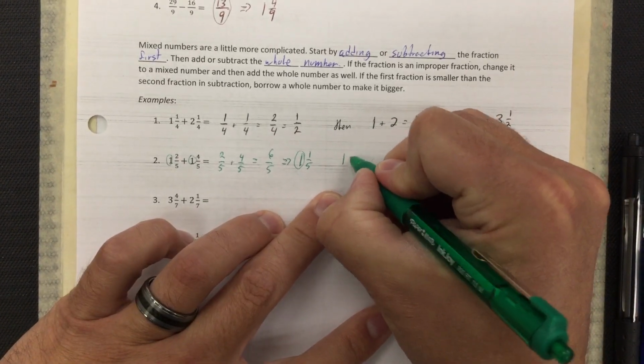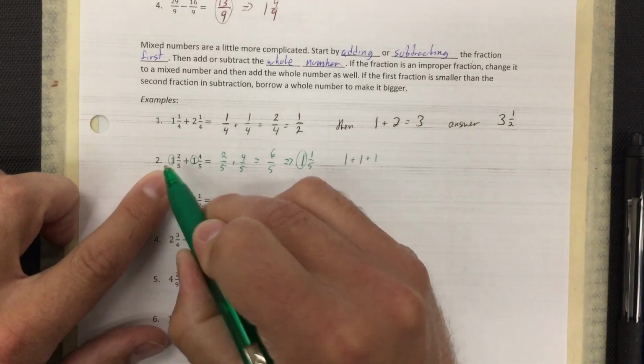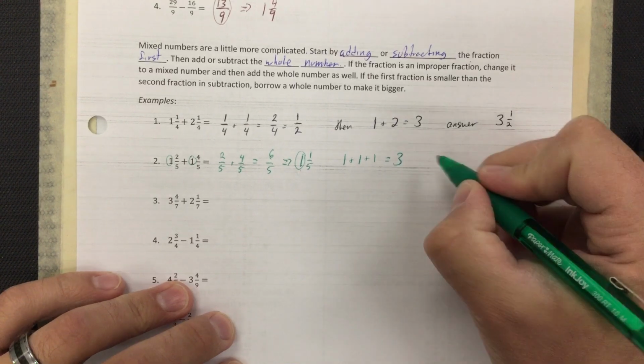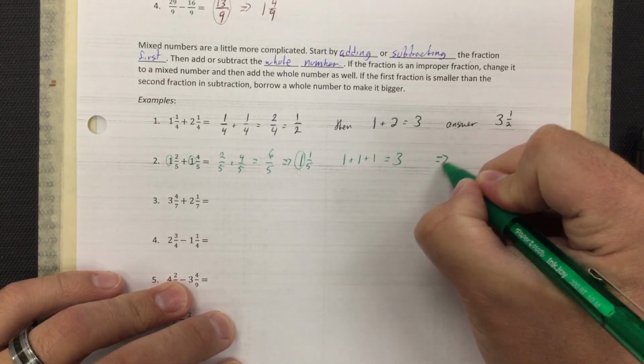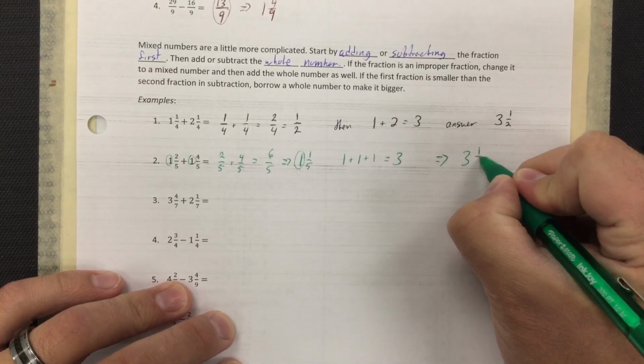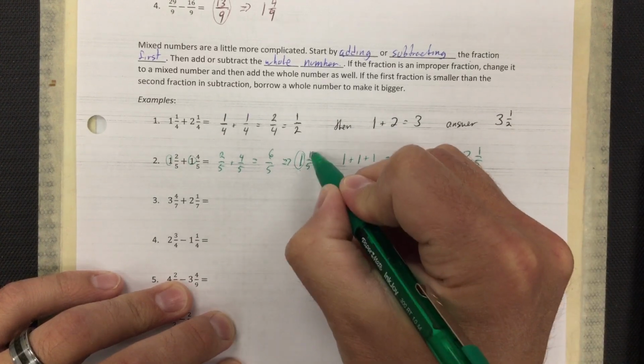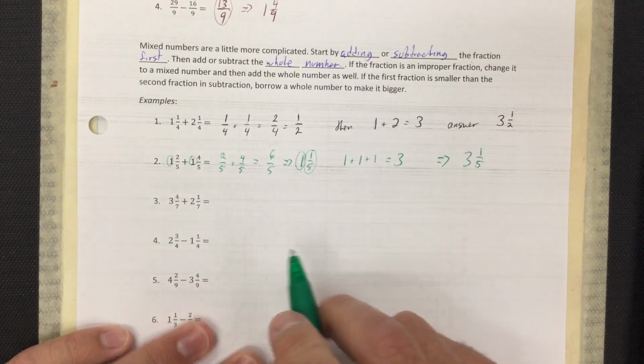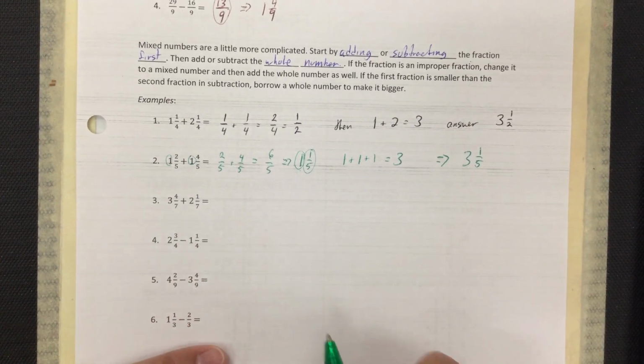And so we're going to do 1 plus 1 plus 1, because we have 1 there, and 1 here, and this gives us 3. So our answer in the end is 3 1/5. We're going to keep that 1/5 right there. That becomes our fraction, and our whole numbers all get added together to become 3.